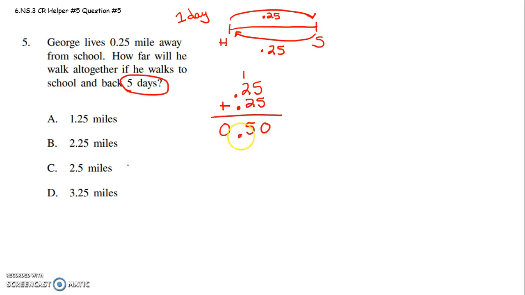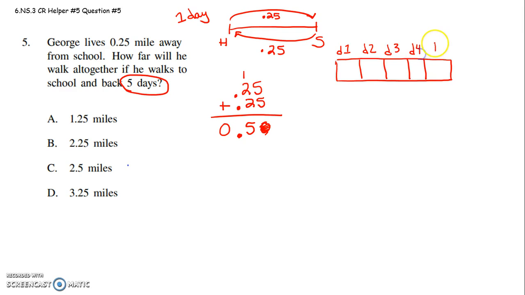Could have put a 0 in the ones place, you have your decimal point. I don't even have to write this in the tens place. It's a half mile he's walking every day. He's going to do that for 5 days. 1, 2, 3, 4, 5. So this would be like day 1. This would represent day 2, day 3, day 4, day 5.